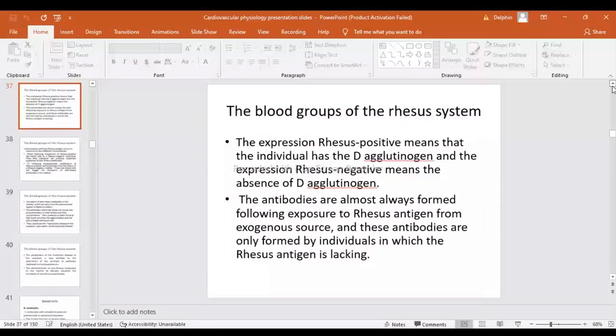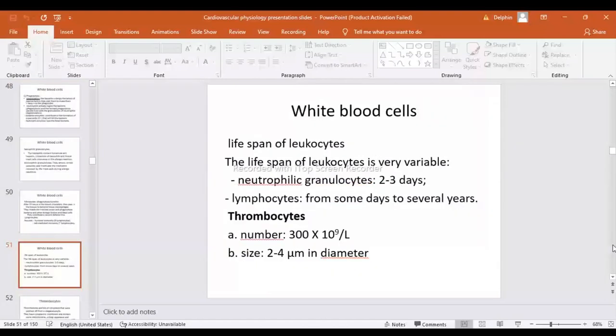I think for cardiovascular system, you can stop here and start this issue of excretory system. Right there, no?